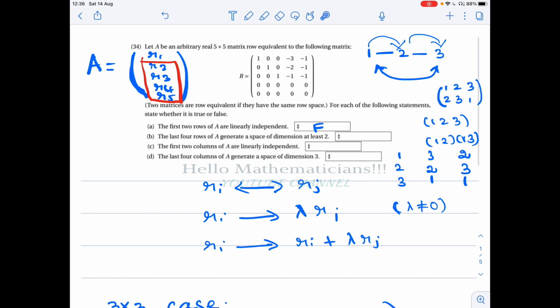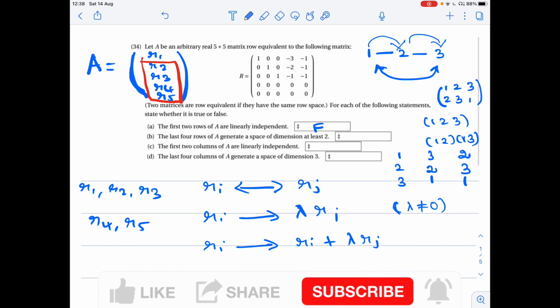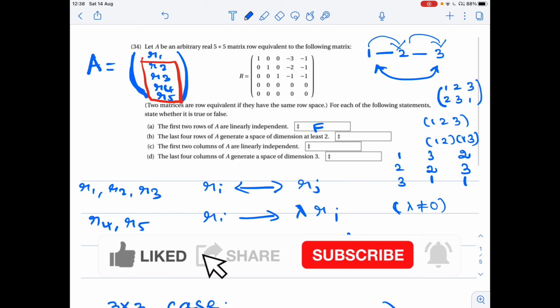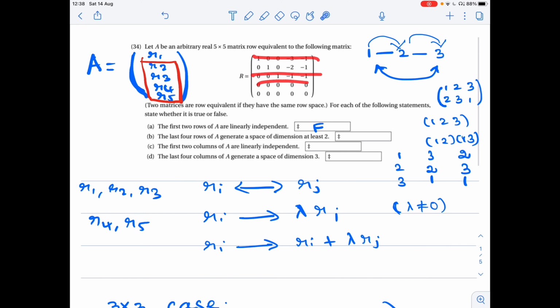That is true, because if you pick 4 rows here, at most 2 rows can be 0. And if you look at the other 2 rows, they will be linearly independent because these first 3 vectors are linearly independent. Therefore, the row space of A generated by the last 4 rows, in other words the row space generated by any 4 rows here, will have dimension at least 2. Therefore, this option is true.